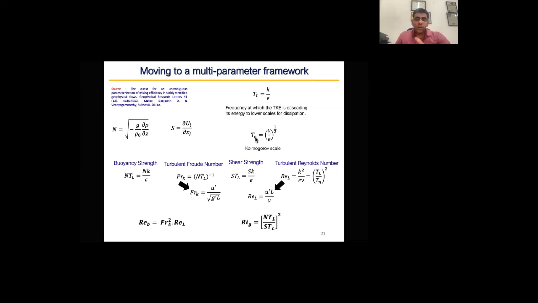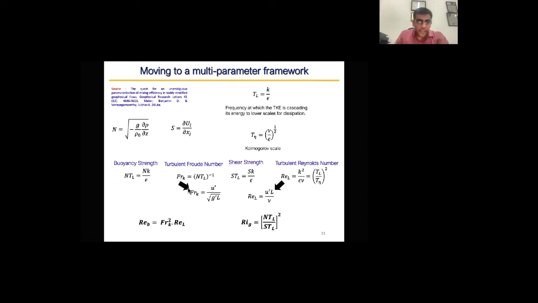So when you put all of these together, you can come up with 4 different non-dimensional numbers. One is your buoyancy strength, which is NTL, which can also be written like this. Other is the turbulent Froude number, then the shear strength, and the turbulent Reynolds number. And all of these are turbulent quantities because they depend on your U prime, your fluctuating terms, right? So that is very important.